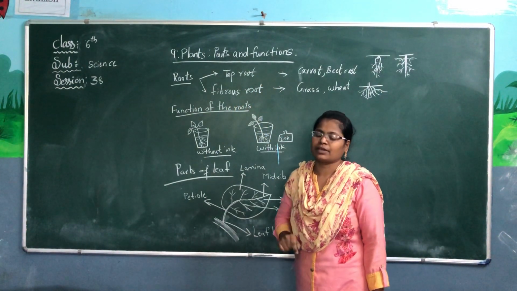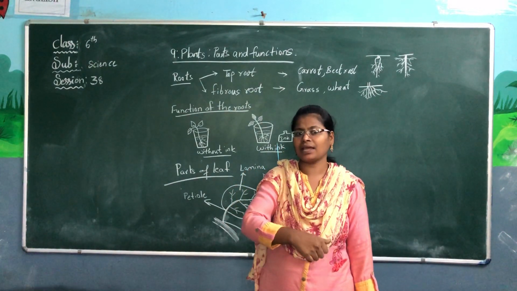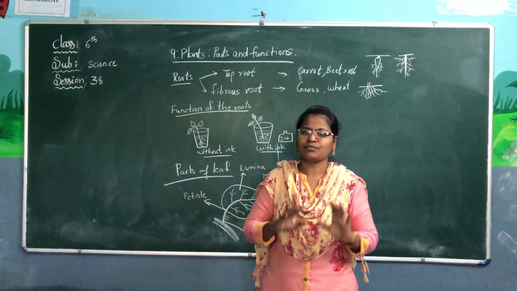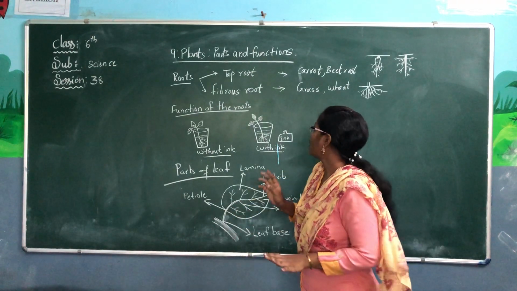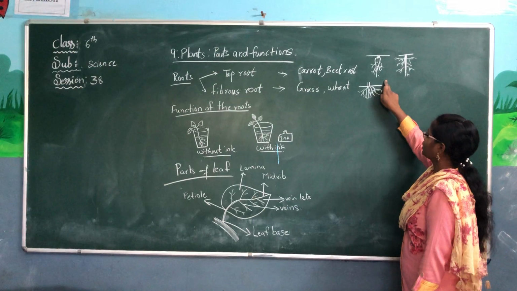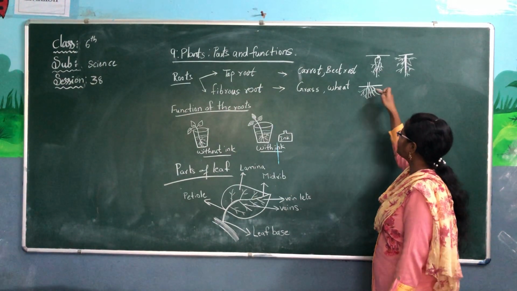A simple way: you pluck a grass plant. How are the roots? Then you pluck a carrot. Just compare the roots of both the plants. You see the difference. They are not similar. Now, see, this is a carrot plant root. This is a grass plant root I have drawn. You can see the difference.